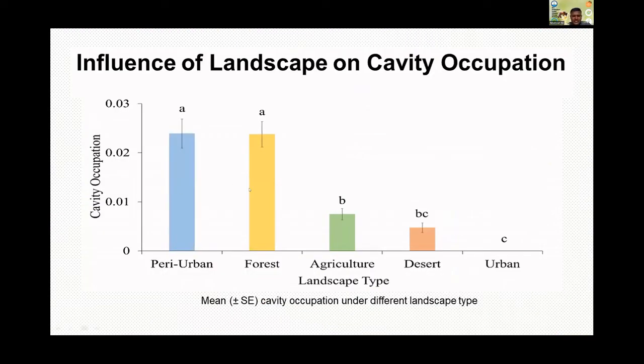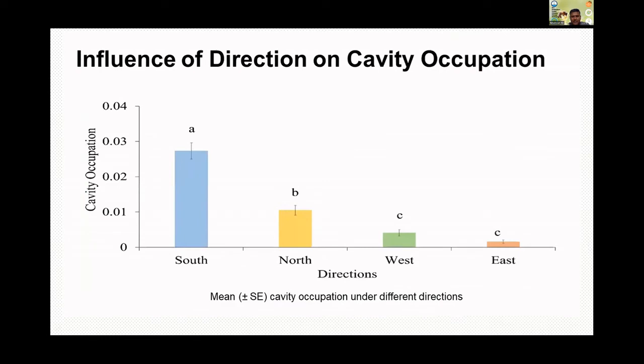First, the influence of landscape. It was seen that there was no significant difference between peri-urban and forest landscape in terms of cavity occupation, while no cavity occupation occurred at urban landscape. Then the influence of direction. It was seen that the south direction resulted in the maximum cavity occupation, followed by the north direction, while the lowest cavity occupation was recorded in east direction.